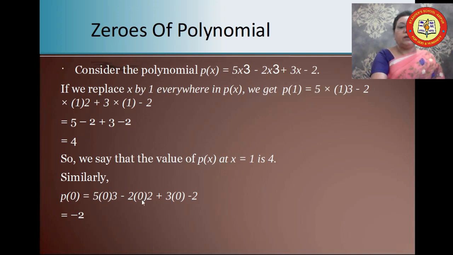Similarly, let us try another one. Let us find the value of the given polynomial at x equals 0. When you substitute the value of x equals 0, on simplifying you get minus 2. So 0 is also not the zero of the polynomial.